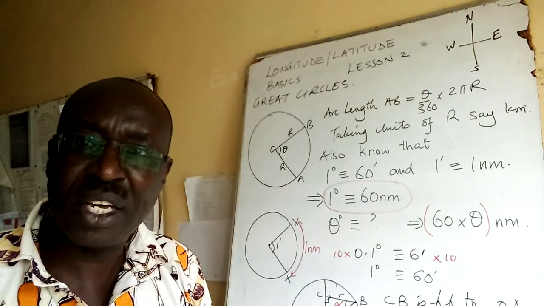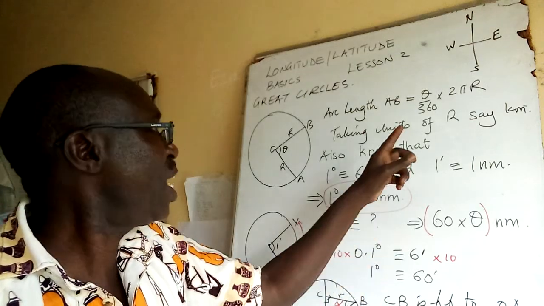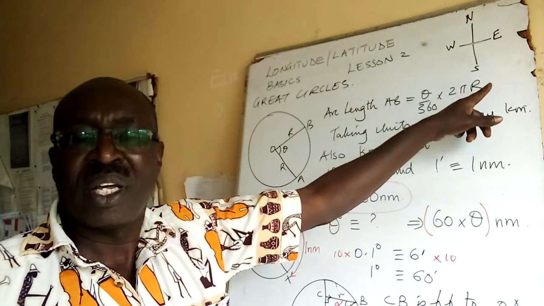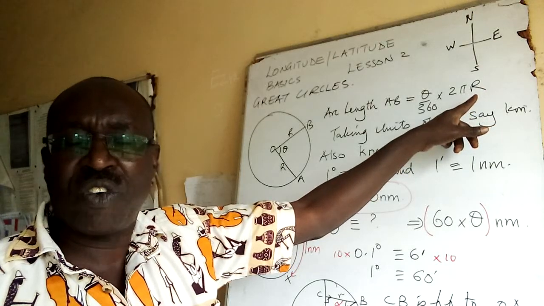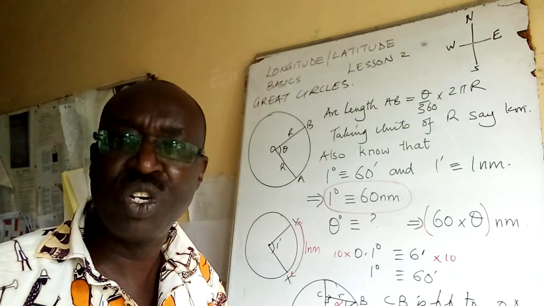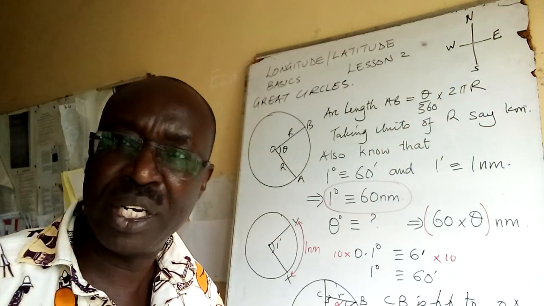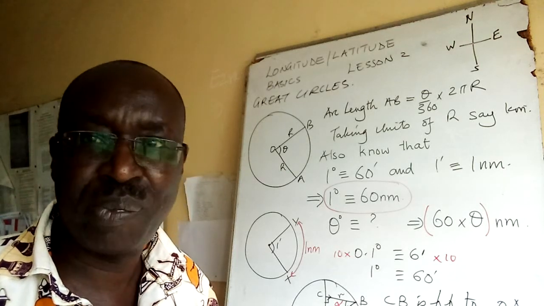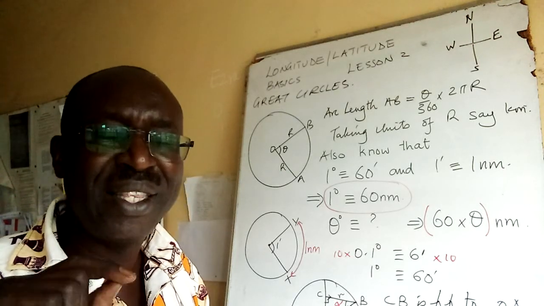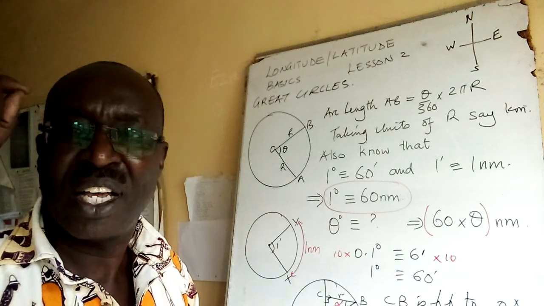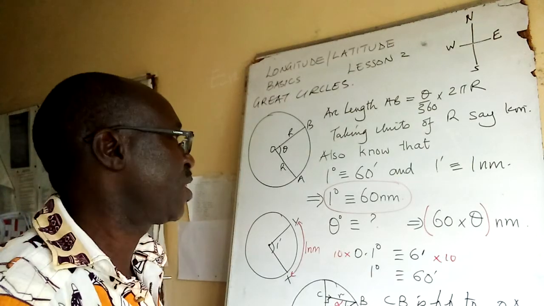Now, one thing you must note is that as I use this formula, the units of arc length will take the units of r, be it small r or capital R. It is the one that gives the unit of arc length.